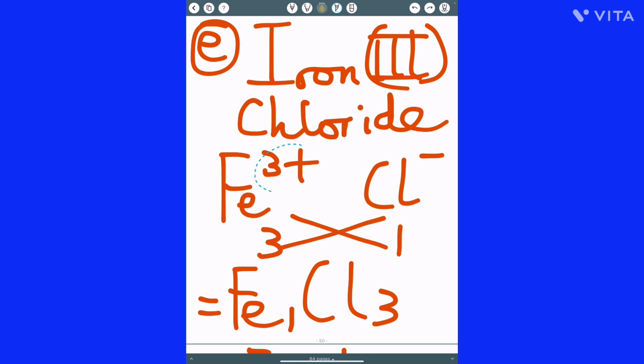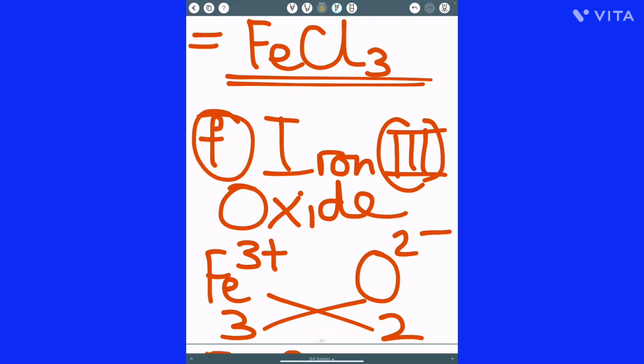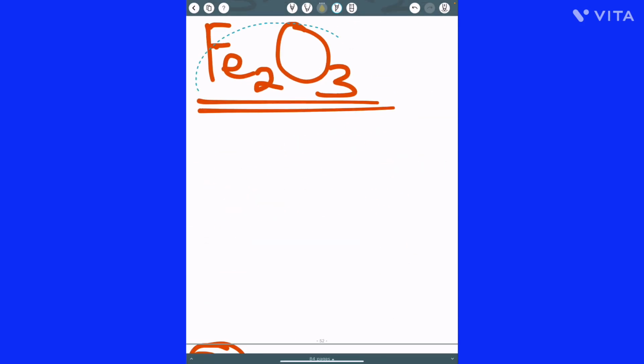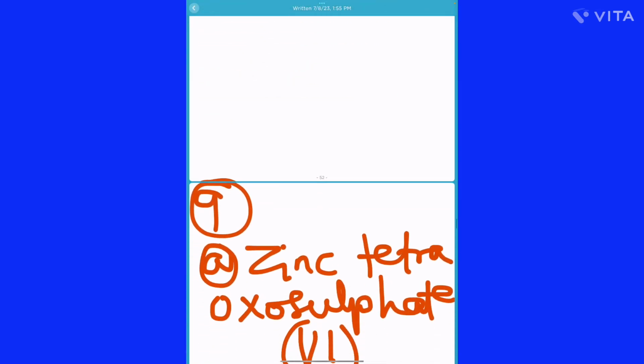Iron(III) chloride, Fe3+ and Cl-. From charges 1 and 3, Fe1 Cl3. I'll throw the 1 away to get FeCl3. F is iron(III) oxide. Iron(III) is Fe3+. The oxide anion is O2- always, except in peroxides. So from the charges, I'll get valencies. I'll swap valencies, Fe3 O... Fe2O3. So that gives me Fe2O3. That's the end of question 8.